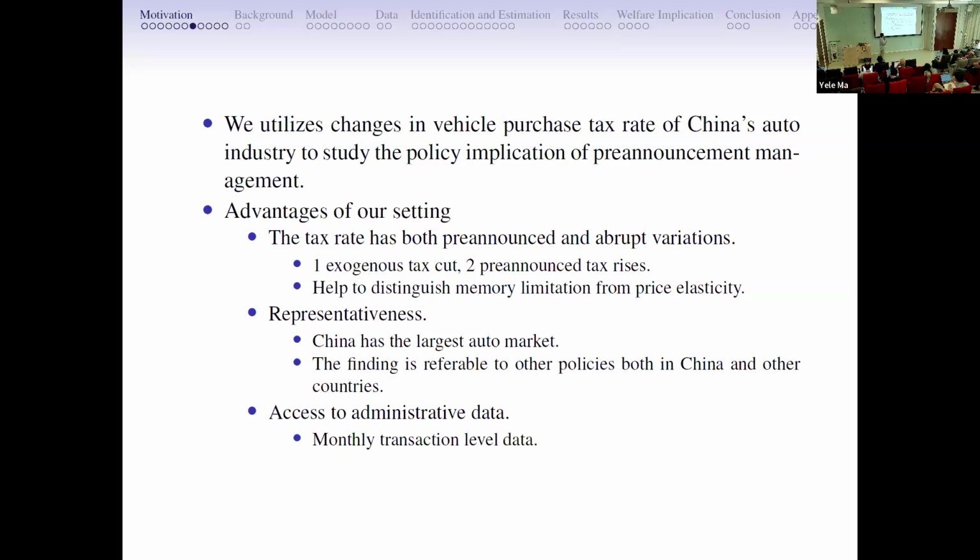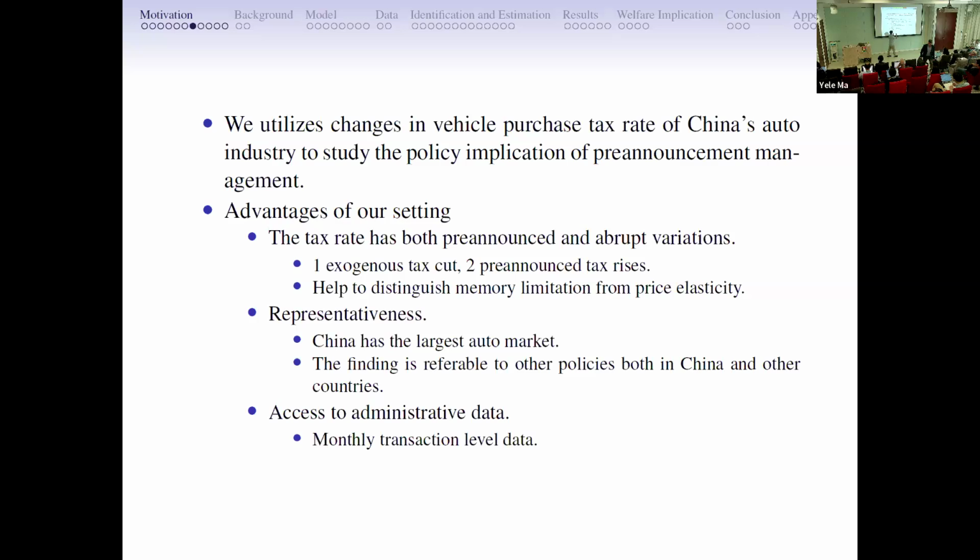Okay, so how do we execute our research? We base our research in the context of China's auto industry. This is because in China's auto industry, there are many different kinds of policy variations, some with anticipation of pre-announcements, some just implemented exogenously. Our advantages of the setting are listed here. The first one is that in China's auto market, especially during our research window, there is an exogenous tax cut. Such an exogenous tax event will help us identify standard price elasticities that are very important to the classical demand response to certain policy. And in our research window, the government also gave the market some pre-announcements and anticipation about future tax rises.